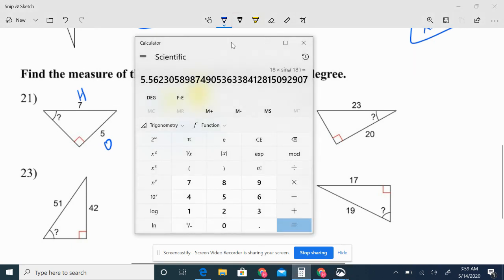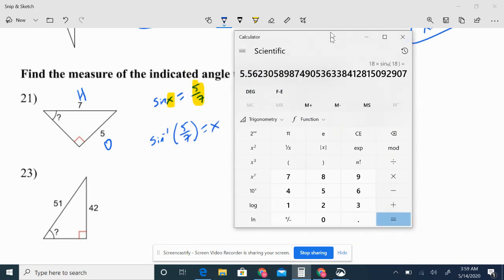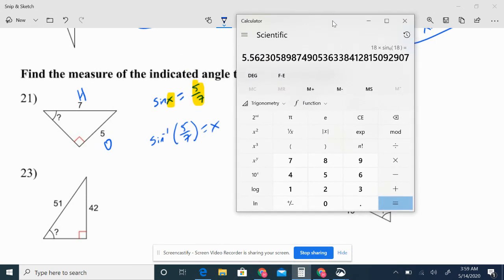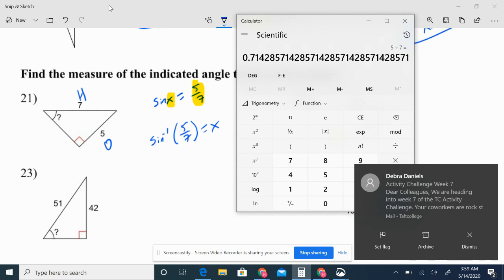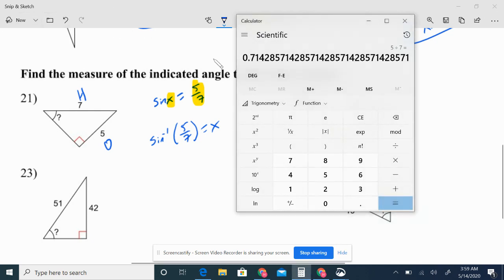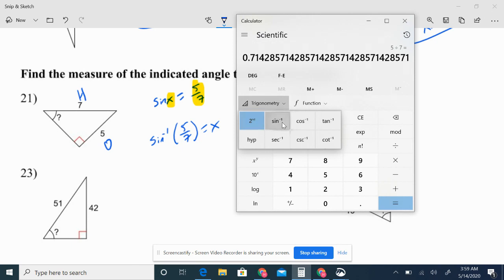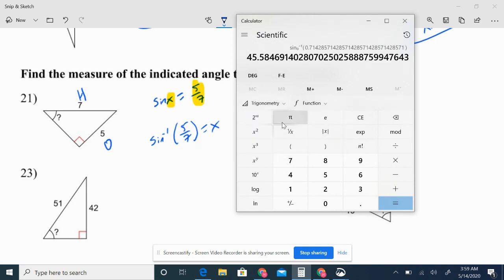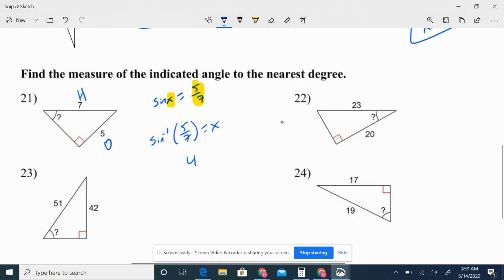Now let's see. I want to know what sine inverse of 5 over 7 is. So in my case, I had to find out what 5 over 7 is first. I have to go 5 divided by 7, which gives me a decimal. And then I have to go second, so that I see sine inverse. It tells me sine inverse is 45.5. I have to go to the nearest whole number, so I'm going to call this 46. X equals 46 degrees.